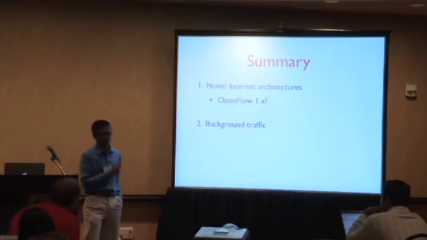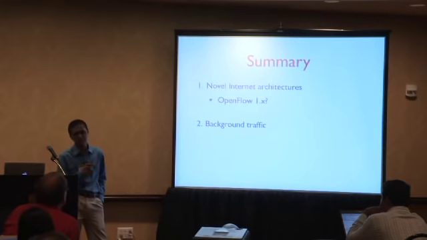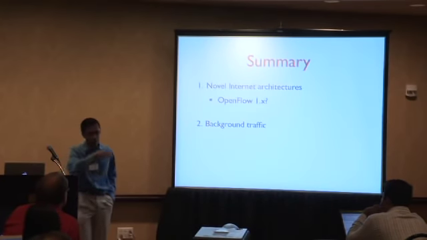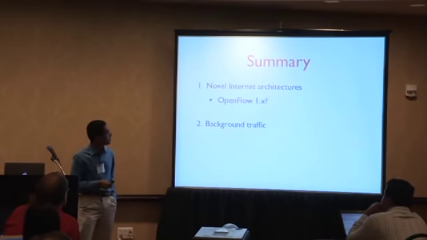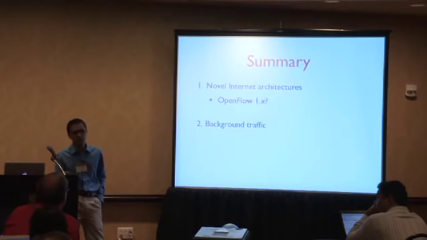These are the two issues I've talked about today. The first is support for novel internet architectures. Some of the features in OpenFlow 1.1, 1.2, and so on, such as link aggregation and MPLS, would significantly ease the deployment of some new internet architectures.